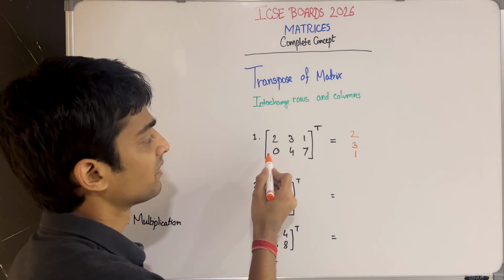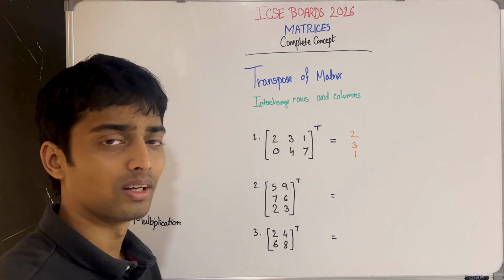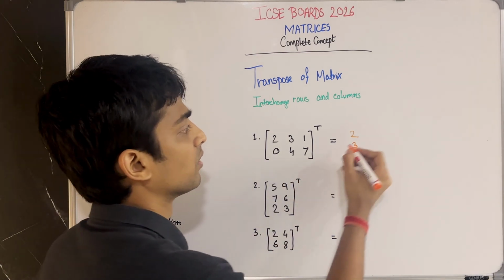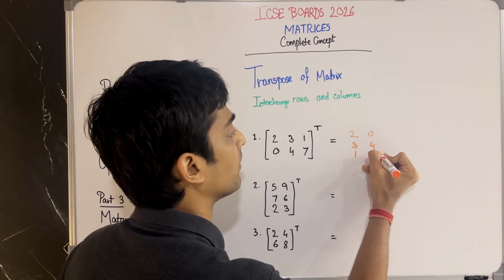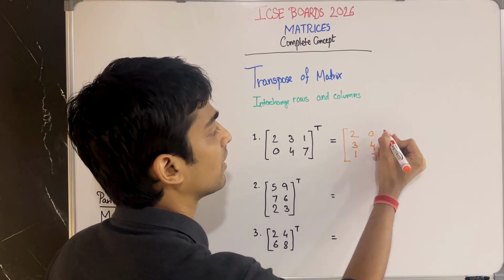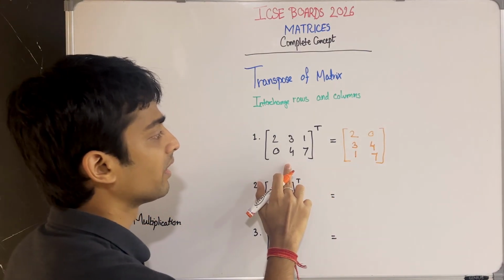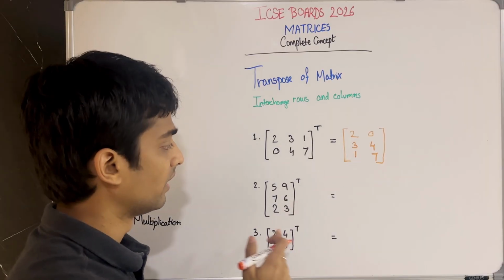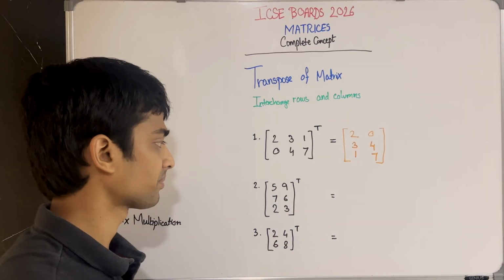Now second row is 0, 4, 7. I'll convert it into a column. So second column. So it will be 0, 4, 7. That's it. So this is our answer. This is the matrix transposed. Let's try this one.